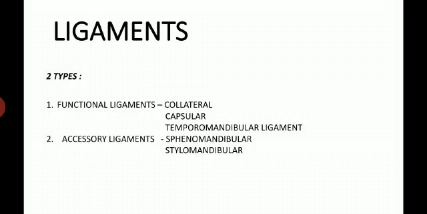Ligaments play an important role in protecting the structure. The ligaments of the joints are made up of collagenous connective tissue which does not stretch. They do not enter actively into the joint function but instead act as a passive restraining device to limit and restrict border movements. They are divided into two types: functional ligaments and accessory ligaments. Functional ligaments are the collateral, capsular and temporomandibular ligaments, and the two accessory ligaments are the sphenomandibular and stylomandibular.